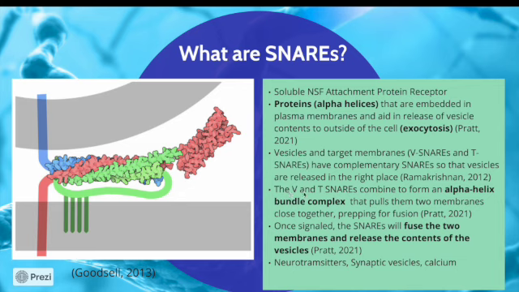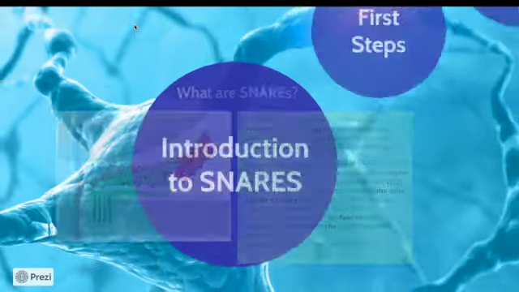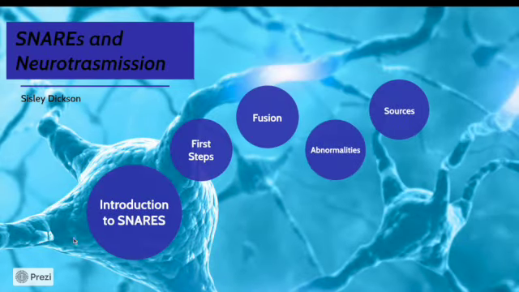When they recognize each other, they combine to form this alpha helix bundle complex, and this pulls the two membranes close together and preps them for fusion. Then once signaled, in the neurotransmitter's case usually by a rapid influx of calcium that binds to some chaperone proteins, the two membranes fuse, and the contents of the vesicles are released out of the cell. So that's the essence of what it does.